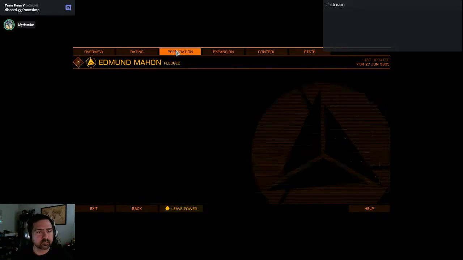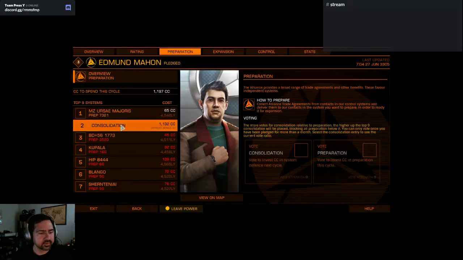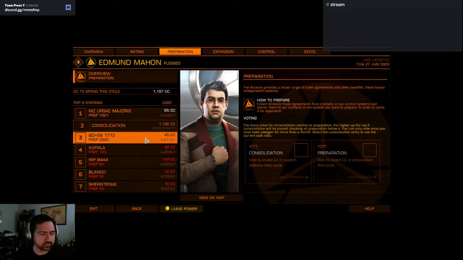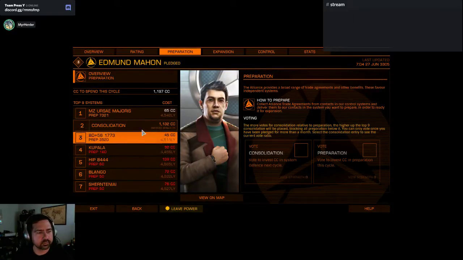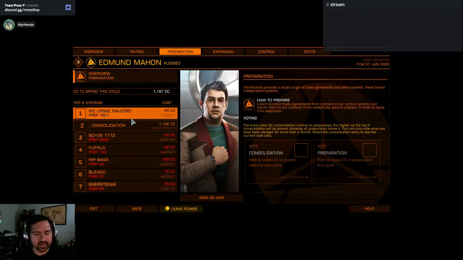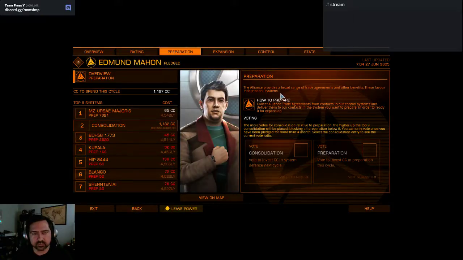And you can prepare by going to a system, grabbing papers and bringing them back to your headquarters. Or if you want to expand, you go to your headquarters, pick up propaganda papers, and take them to a system. And you prepare the systems to be taken over or fortify the ones you already have. And then once you do that for a week, you get a vote. You can vote consolidate or prepare. So, fortify or take over.